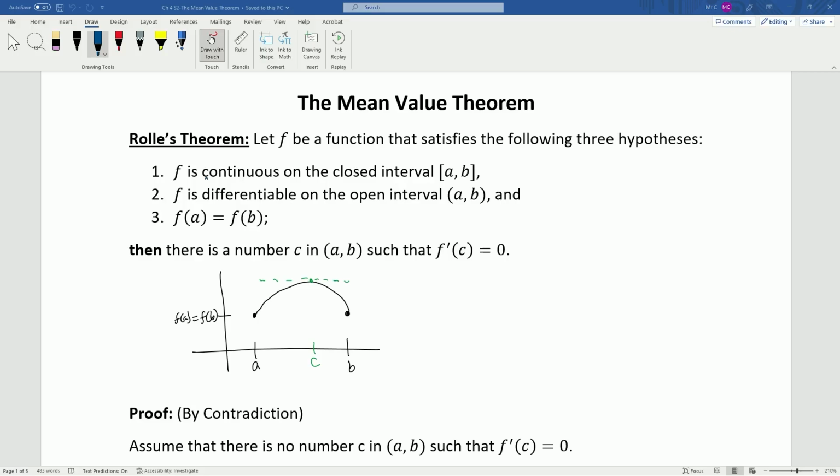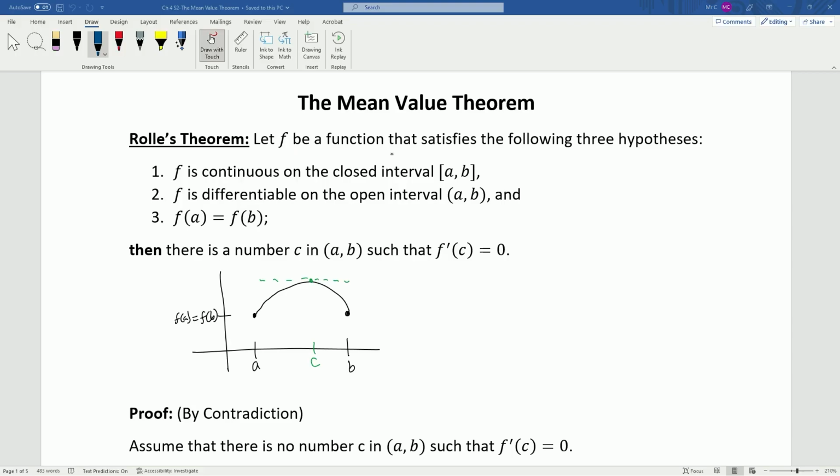Hello everybody, and welcome to our video on the mean value theorem. So we're actually going to cover two extremely important theorems in this video. First one we're going to cover is Rolle's theorem. So let's go ahead and just get started.